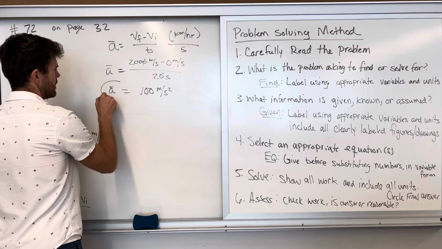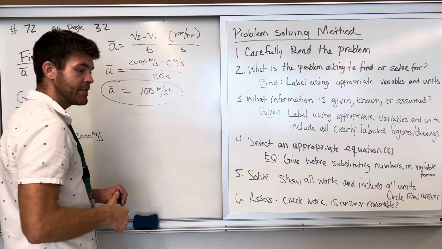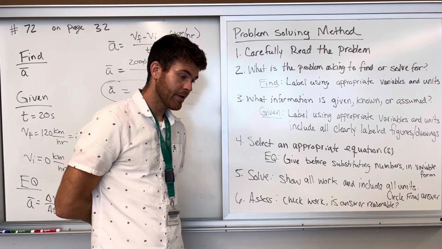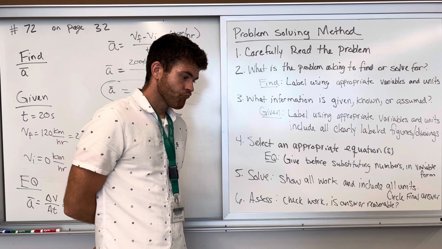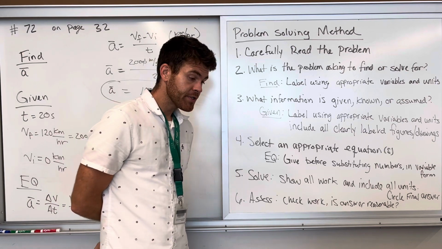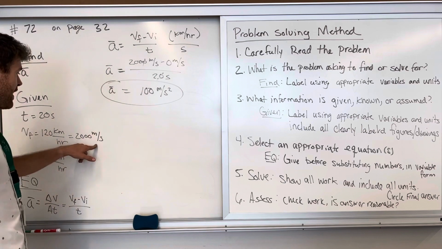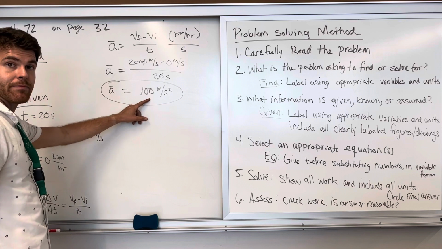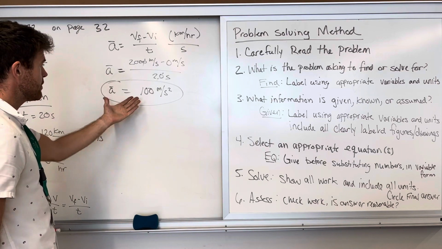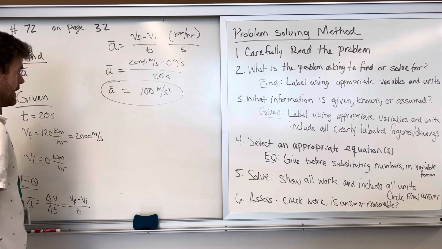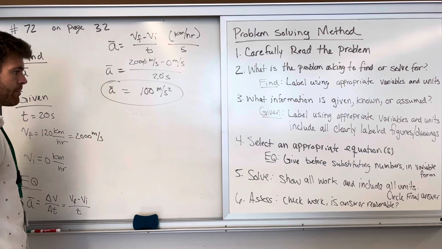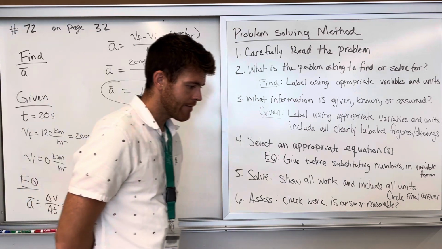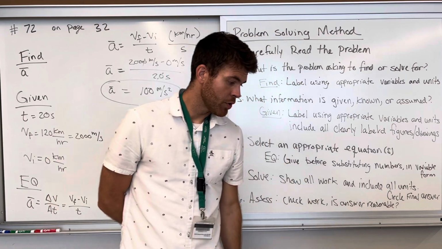Okay. Circle my final answer. Does that seem reasonable? To be honest, I don't know what the acceleration of a plane is, but if I'm going from 2,000 meters per second over the course of 20 seconds, I'm going to have to be increasing my velocity by a decent amount every second. So I think it seems reasonable. 100 meters per second squared. So that is the answer. That is the average acceleration that the Cessna 172 requires.